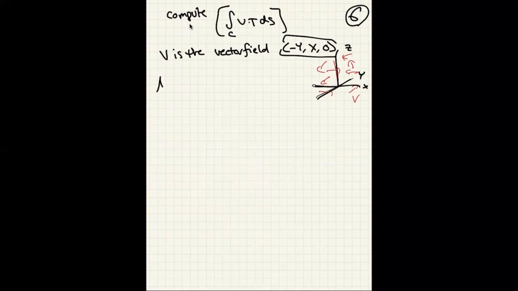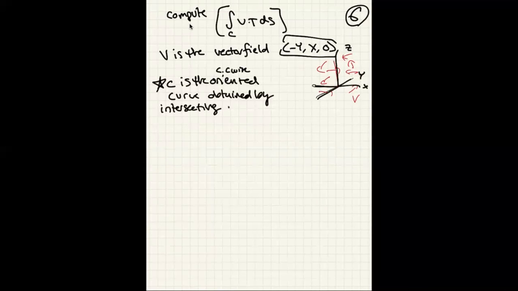So I'm going to say C is the counterclockwise oriented curve obtained by intersecting the vertical cylinder, that's x squared plus y squared equals 1, with a plane x plus y plus z equals 0.